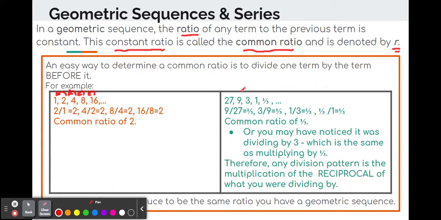Now in the next one, 27, 9, 3, 1, 1/3. Maybe you saw that it was dividing by 3, or notice you can find the ratio: 9 over 27, 3 over 9, 1 over 3, 1/3 over 1. Those are all the fraction 1/3. That's what they would all reduce to. So the common ratio in this one is 1/3.